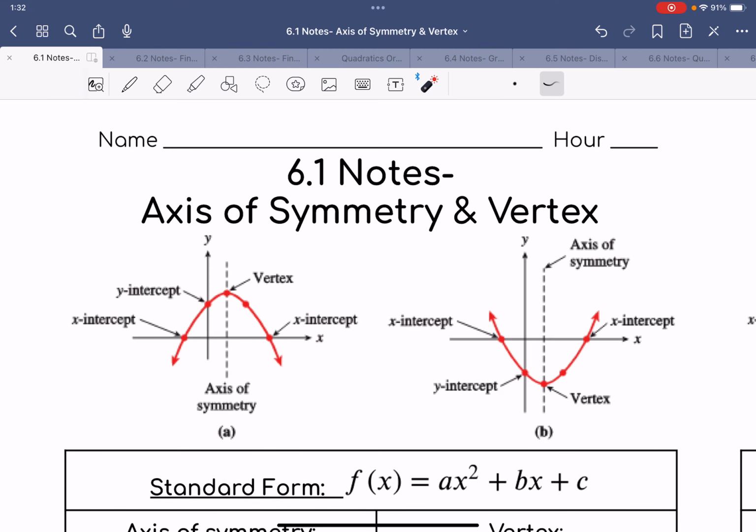Hello, y'all. Welcome back from spring break and welcome to Unit 6. This entire unit is about quadratics. Quadratics have a degree of 2.